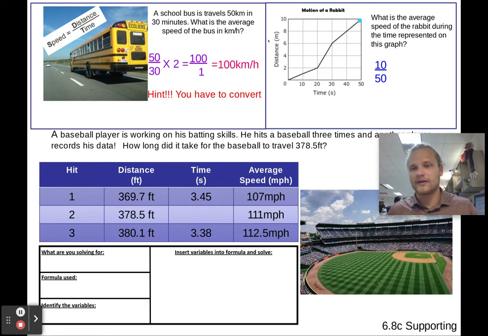Okay. What is the average speed of the rabbit during the time represented in the graph?